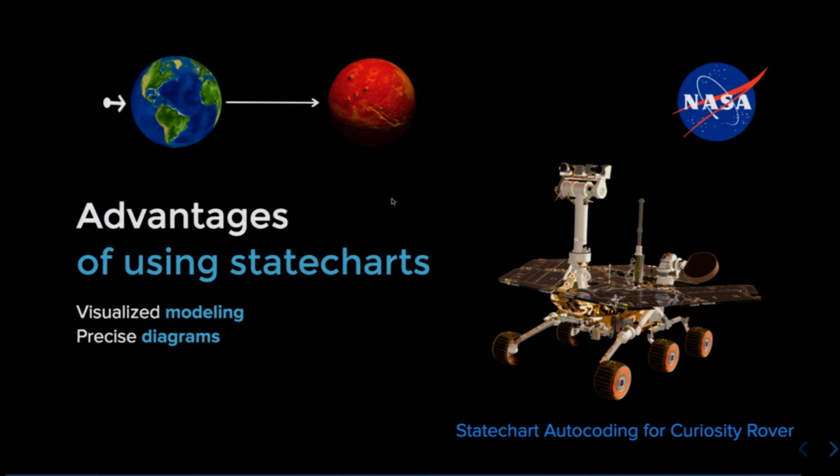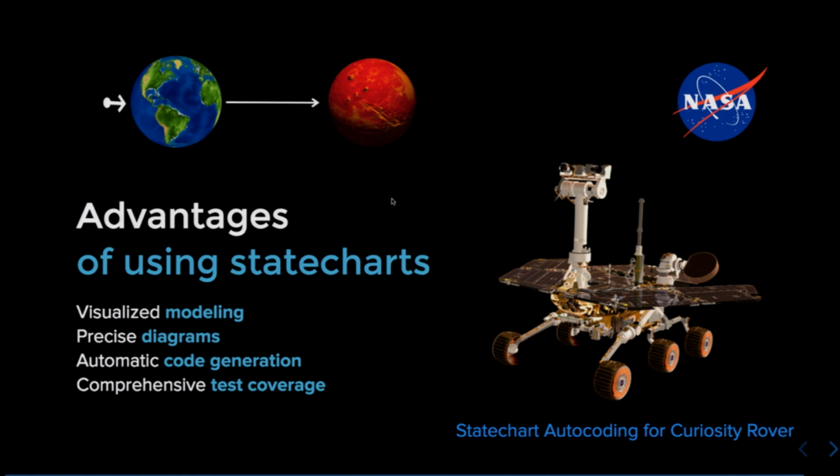You get these precise diagrams that tell you exactly what's going to happen when certain conditions are met, when you're in a certain state, and this event happens. And when you're sending something to Mars, you can't exactly just send it there and hope that it works, right? You have to be absolutely sure that your billion-dollar project is going to handle every single possible state. They also use state charts for automatic code generation, which I'm not a fan of, but you could see how it could be beneficial.